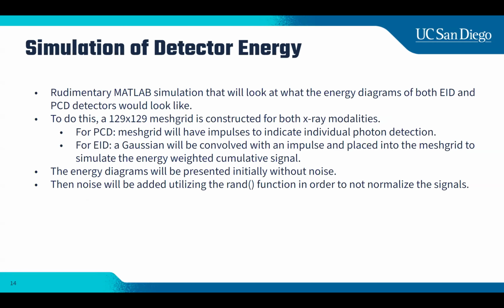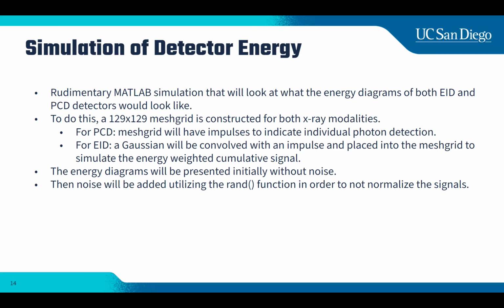So for the simulation, I made a very rudimentary MATLAB simulation wherein there is an array of detectors across a time scale. So you'll see a 129 by 129 mesh grid, and you can consider that as being like 129 detectors on the y-axis and 129 nanoseconds on the x-axis to show how a detector is acting over time.